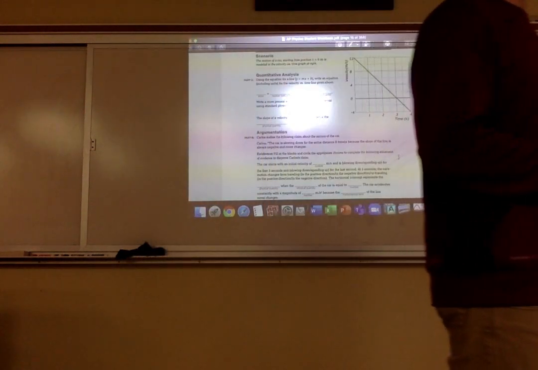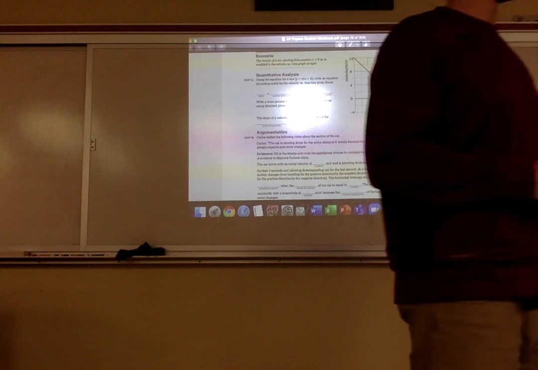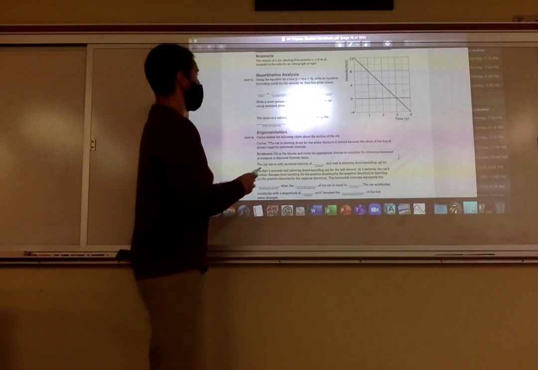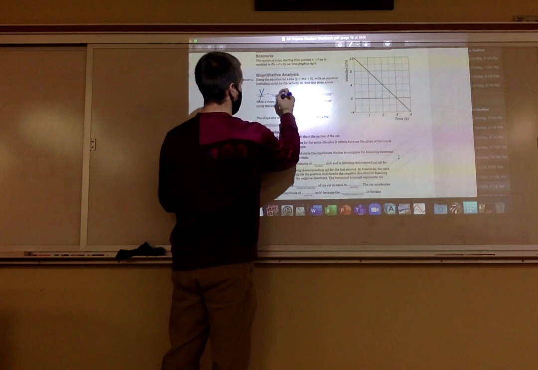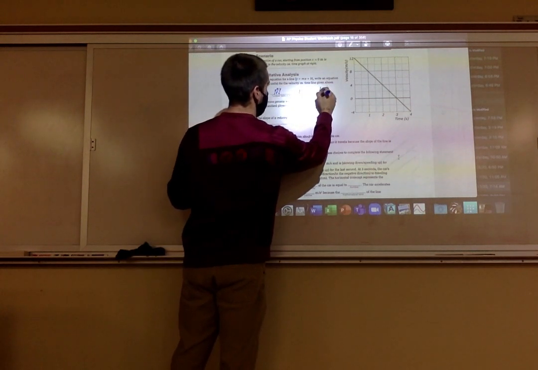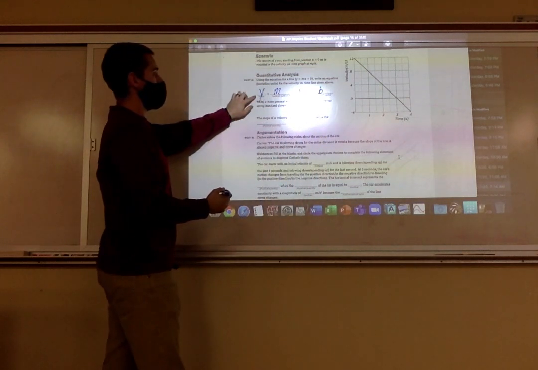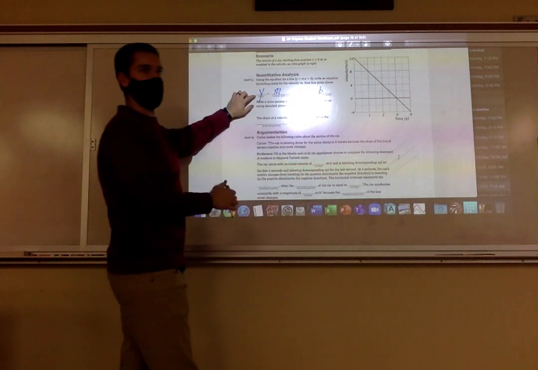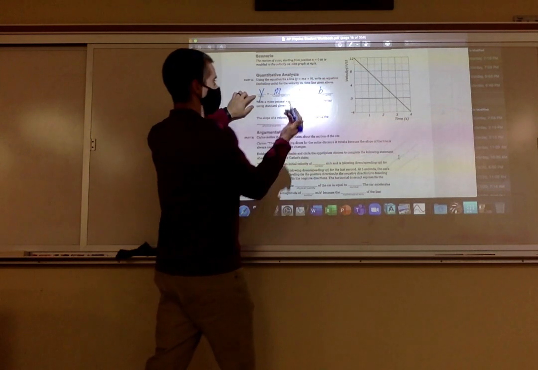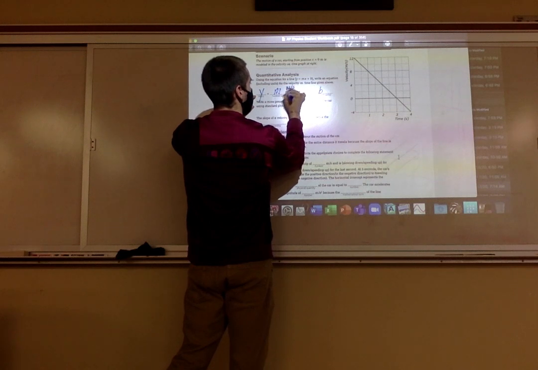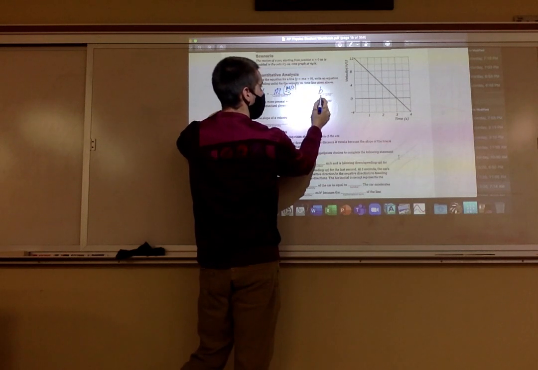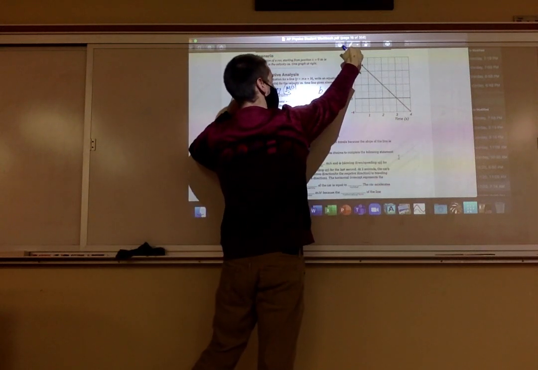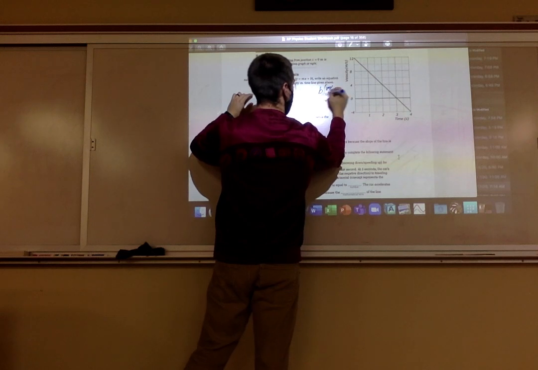How do we feel about this one? No? Okay, let's go step by step. This one, we'll just start with y equals mx plus b. Right? What are the units for the slope? What are the units for the y-intercept? Yeah, it's crossing the y-axis. That value is a meter per second.